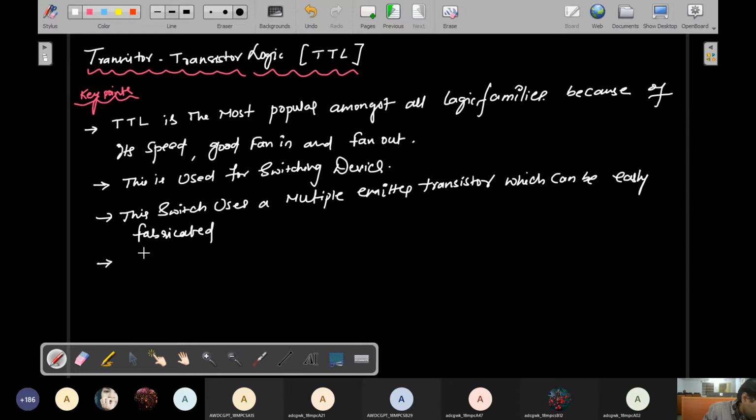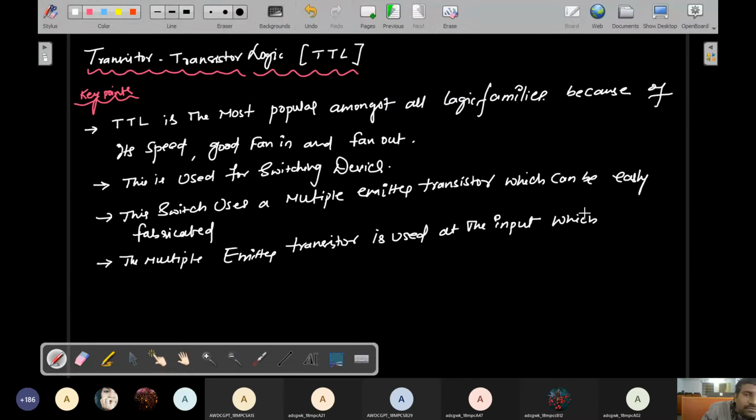One more key point I forgot to write here, please see: the multiple emitter transistor is used at the input, which replaces the input diodes of DTL.